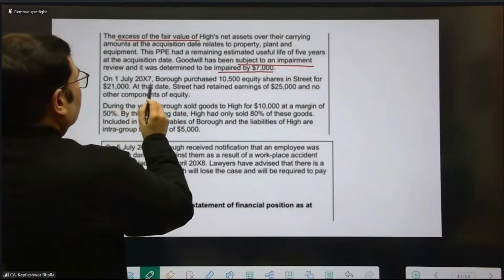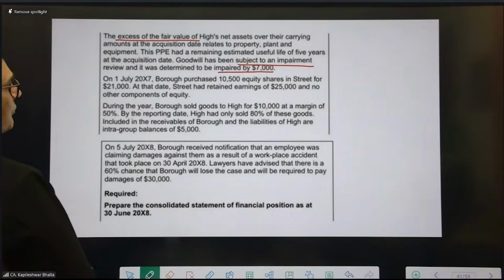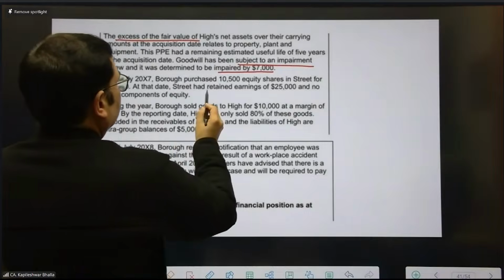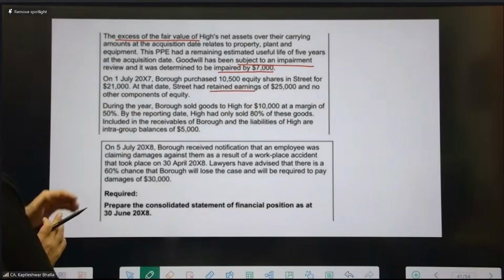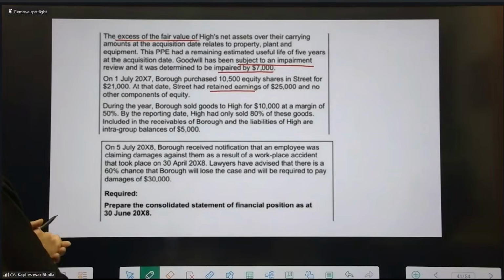Then he says on 1st July, B purchased 10,500 equity shares in Street for 21,000 and the retained earnings on that date is given. So B has got two investments. One is in a subsidiary, one is an associate.